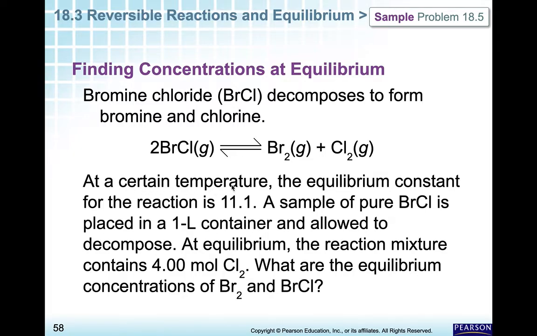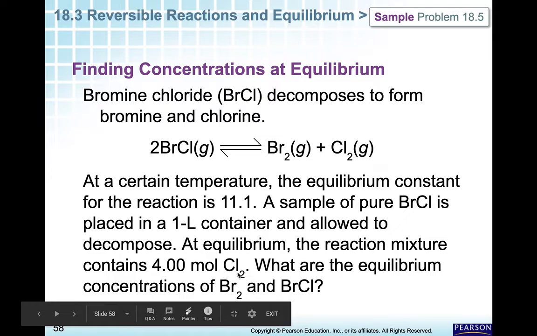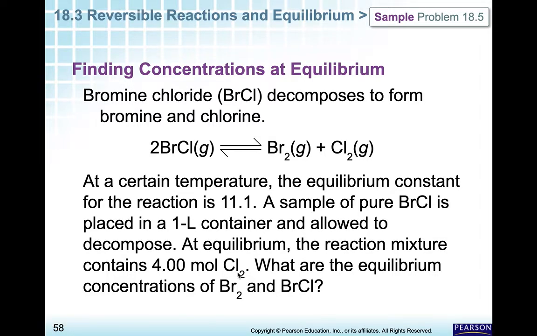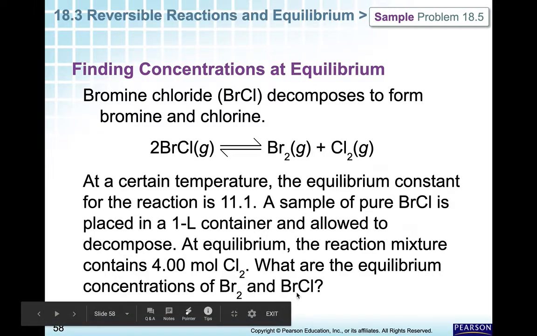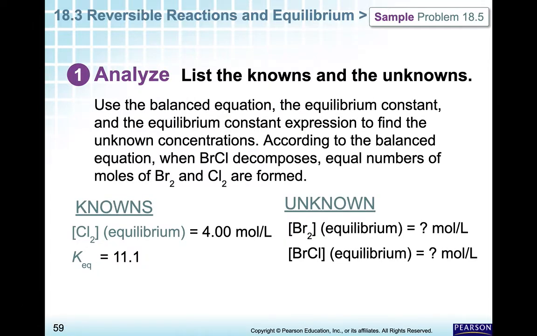We've got a certain temperature remaining constant, and we know K. We know that a sample of pure bromine chloride is placed in a 1 liter container and allowed to decompose. At equilibrium, the reaction mixture contains 4 moles of chlorine, and we want to know the equilibrium concentrations of bromine and bromine chloride. So that's a lot of given information. We need to organize that first.